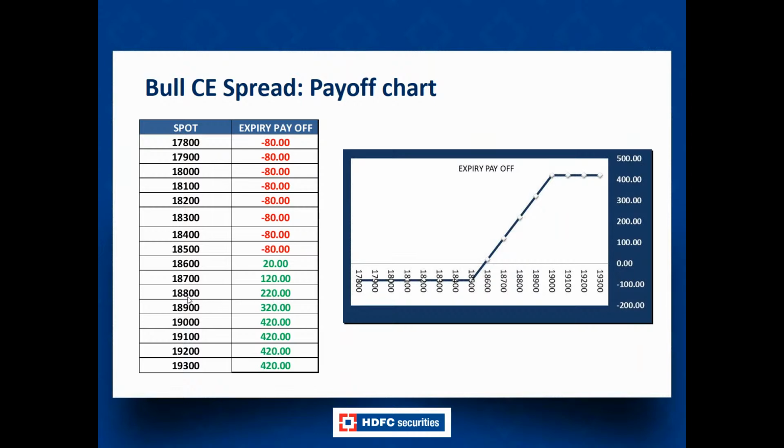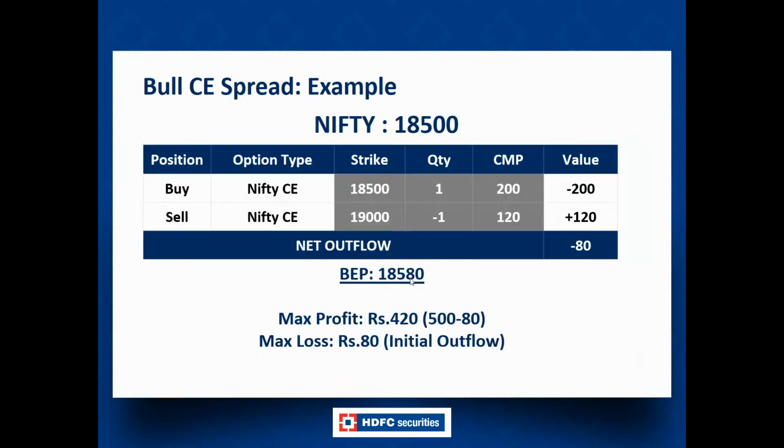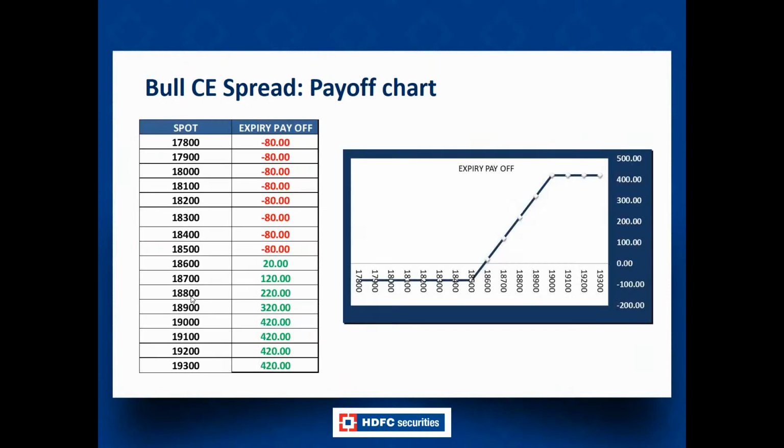How 220? You need to deduct the break-even point of 18,580 from 18,800. After deducting that, what remains net is your profit. So 220 rupees per share is the profit if Nifty closes at 18,800. And once Nifty closes above 19,000, there won't be any incremental profit, and the maximum profit would be 420 rupees per share.